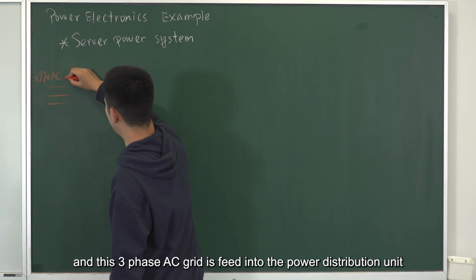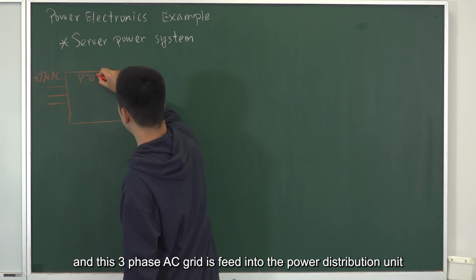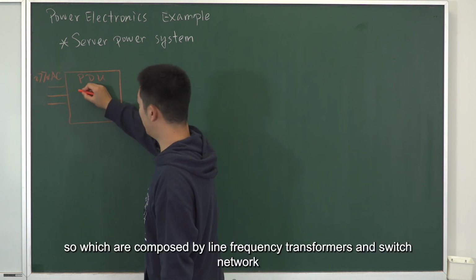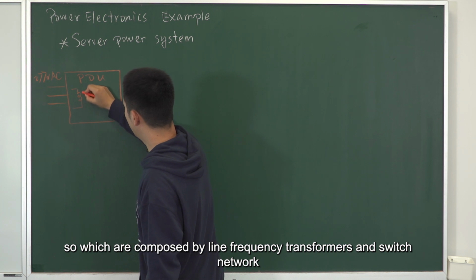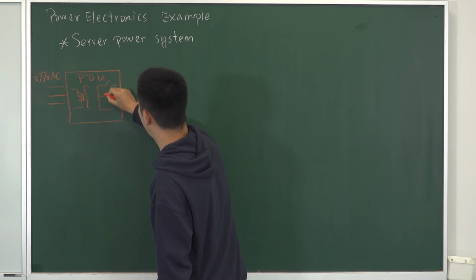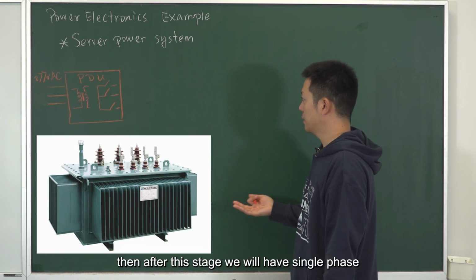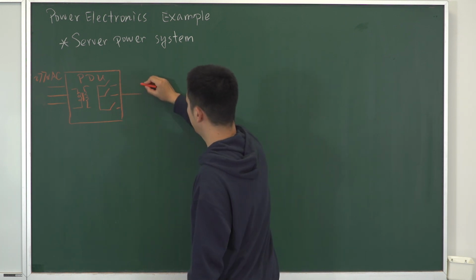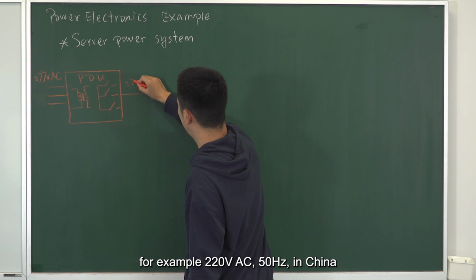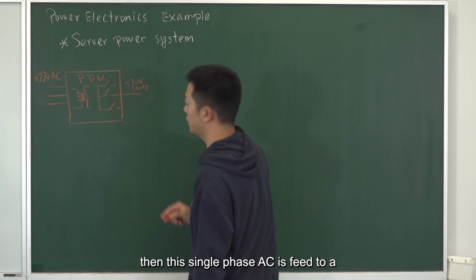And this three-phase AC grid is fed into the power distribution unit, which is composed of line frequency transformers and switch network, to distribute the power. Then after this stage, we will have single phase, for example, 220 volt AC, 50 hertz in China.